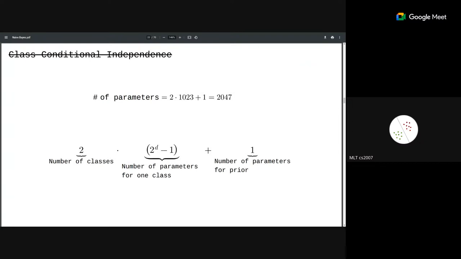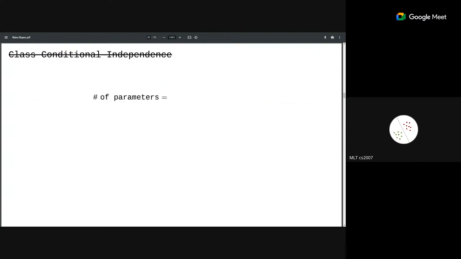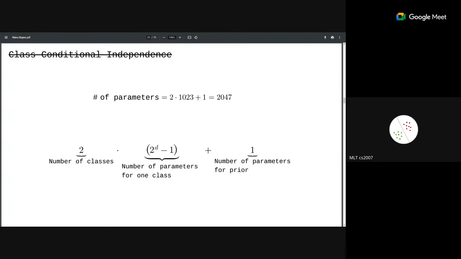So with d as your vocabulary size, you have 2 power d minus 1 parameters, and that is just for one class, right? Now you have two classes, class 1 and class 0, so you have to represent the parameters for both. You multiply that by 2, and then you have one parameter for the prior, the prior probability of determining which class you pick an example from. So that's (2 power d minus 1) into 2 plus 1, which gives 2 power d plus 1 minus 1. Is that clear?